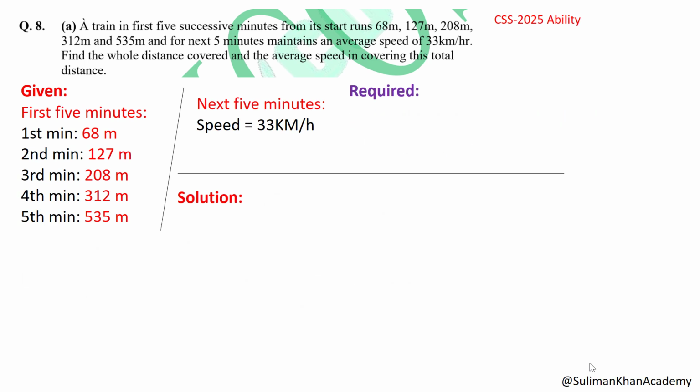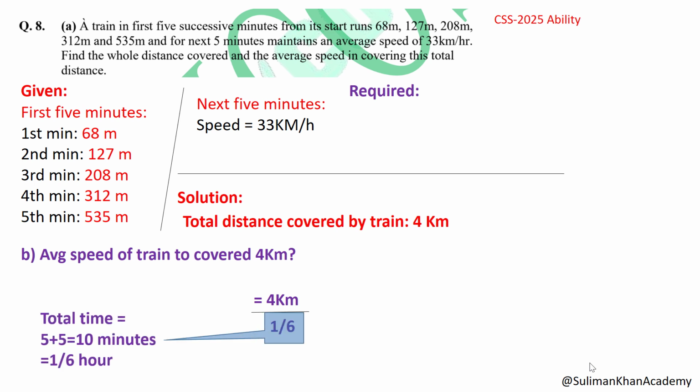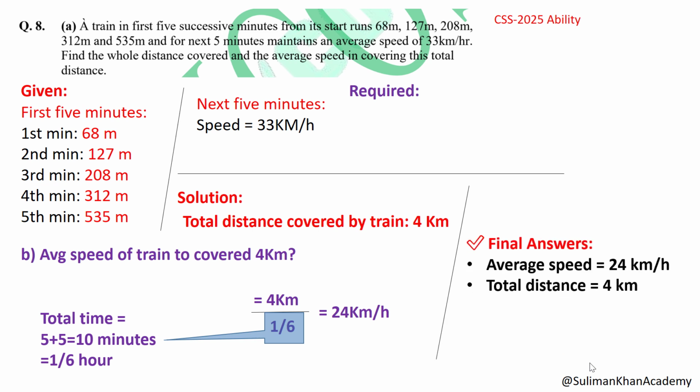For the next requirement, we now know the total distance, which is 4 kilometers. Now we can determine the average speed, and it is possible if we divide the distance covered by the train by the total time. We have the distance covered, which is 4 kilometers, and we will divide that by the total time, which is 1 over 6 hour, or you can say 10 minutes. That is the same thing, 1 over 6 hour. So 4 divided by 1 over 6 is of course 24 kilometers per hour.